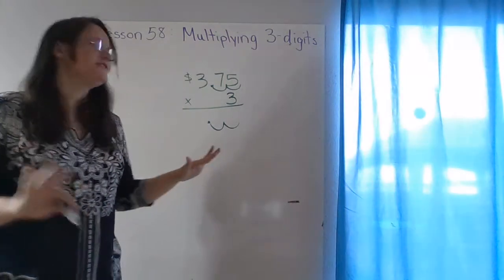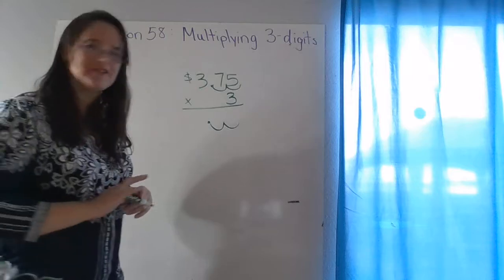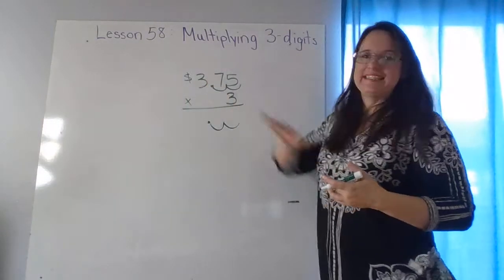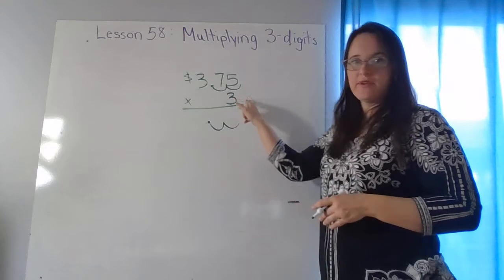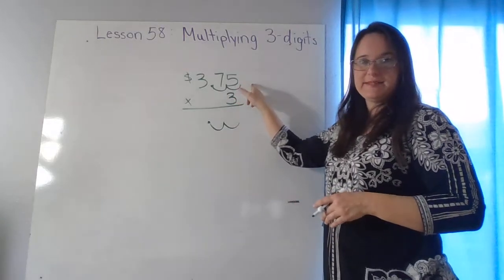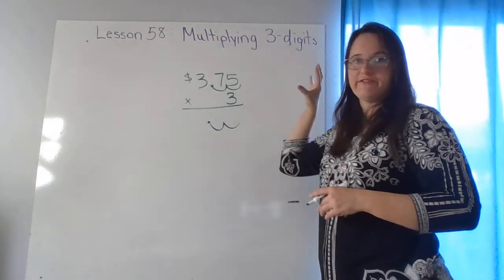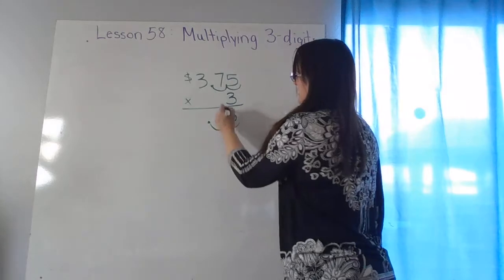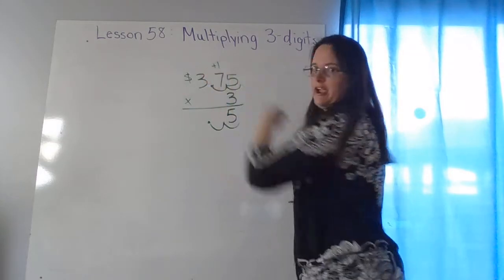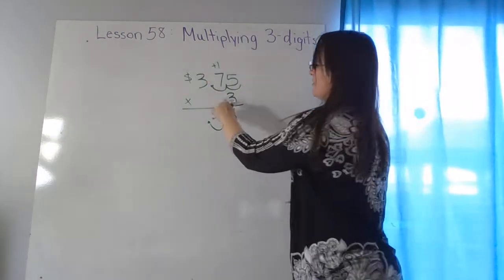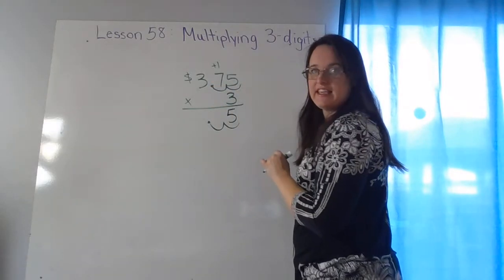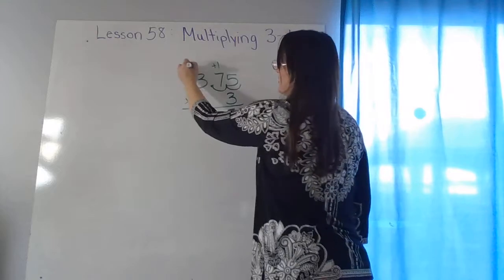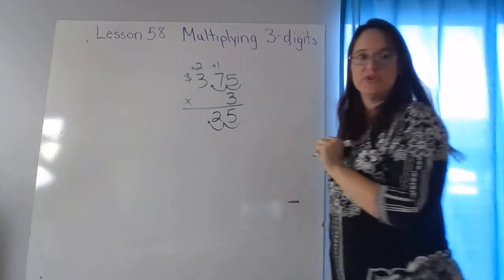So, enough decimal talk, let's multiply our 3 digits. So we're not doing anything different than if it didn't have a decimal. We're going to start with our 3 times this place value, the place value that's the furthest to the right. So 3 times 5 gives me 15. I'm going to carry my +1 over there. 3 times 7 gives me 21. +1 is 22. So I have to carry my +2 over there.